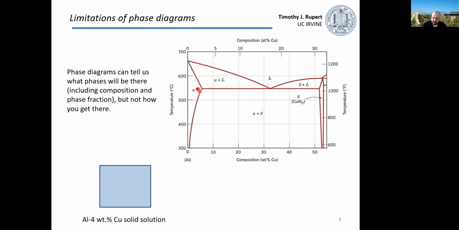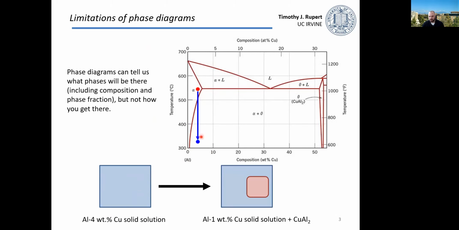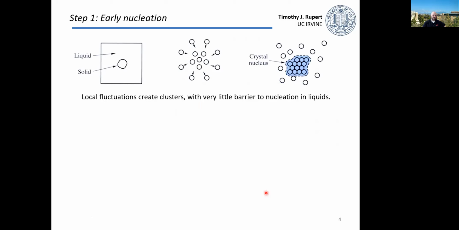So for example, if we're at this point here on this phase diagram, in this case it's aluminum copper, because that's what we're going to spend a lot of time talking about today, it will tell us we'll have a single phase solid solution. And if we decrease the temperature and go to the 2-phase region, we're going to have 2 phases: a solid solution plus, in this case, an intermetallic, copper aluminum 2. What the phase diagram doesn't tell us, though, is how we get between these 2 states, and also how that second phase is organized within our microstructure. So we're going to start to poke around with that today.